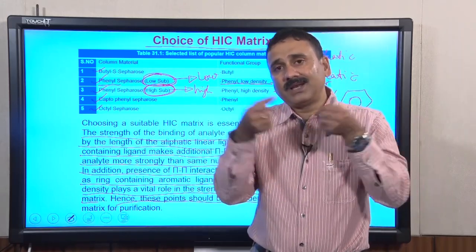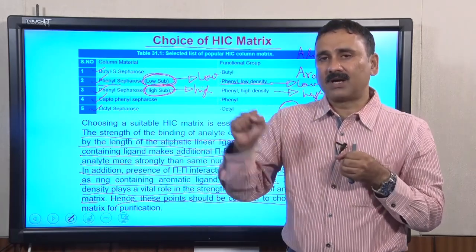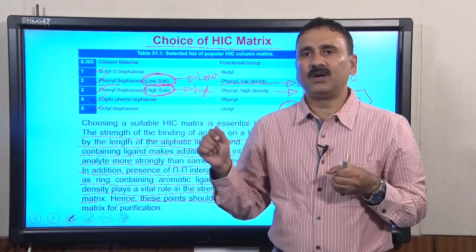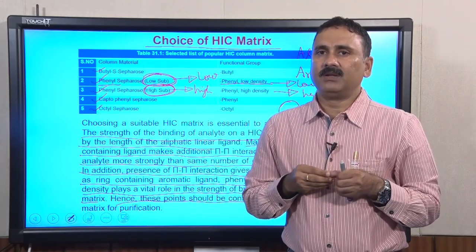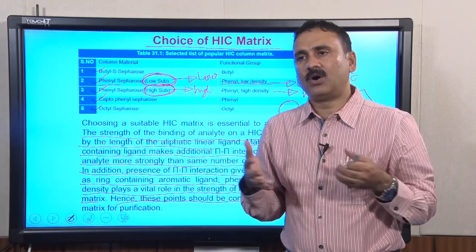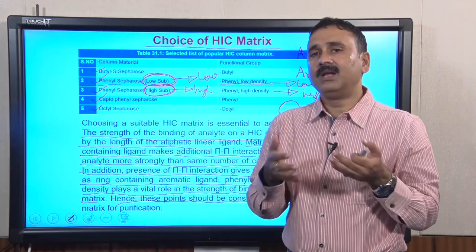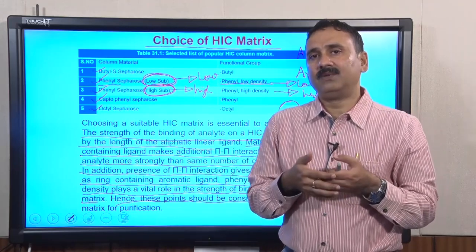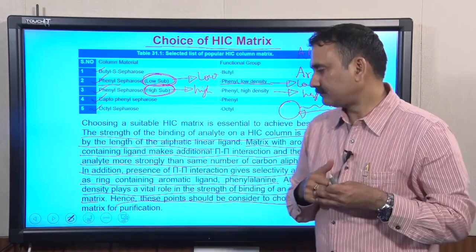Because if this interaction is so strong that the protein gets stuck to the beads and cannot be removed, then in those cases the protein is going to be denatured, or there will be no recovery of the protein from the beads, and you have no option but to discard these beads.